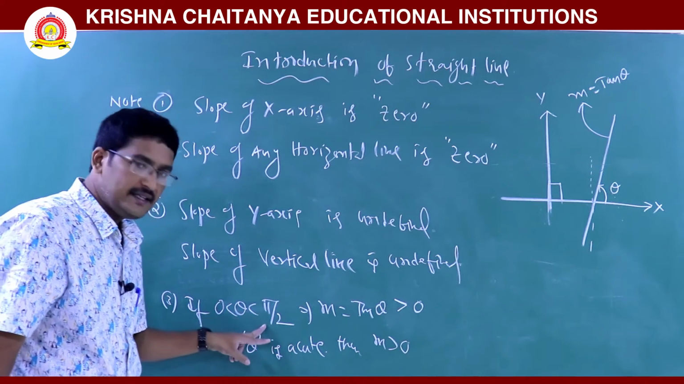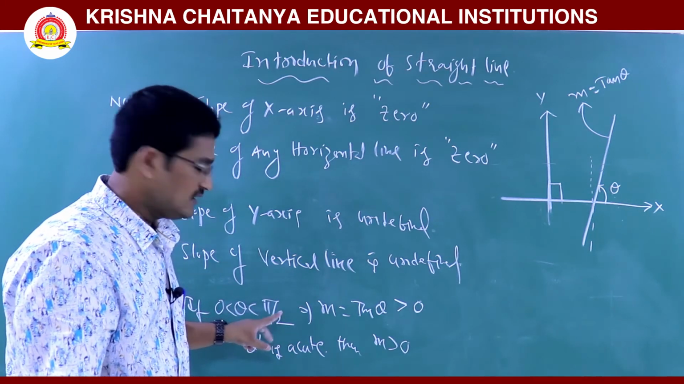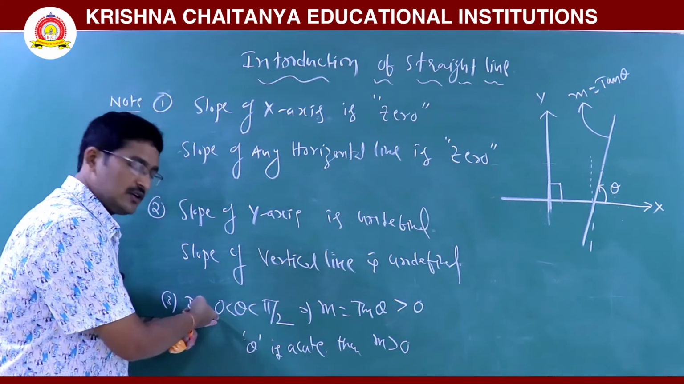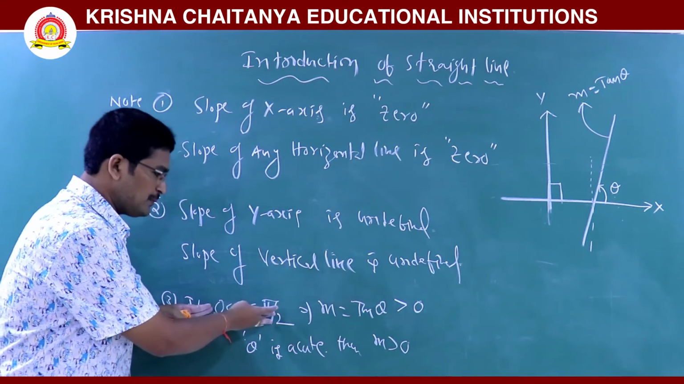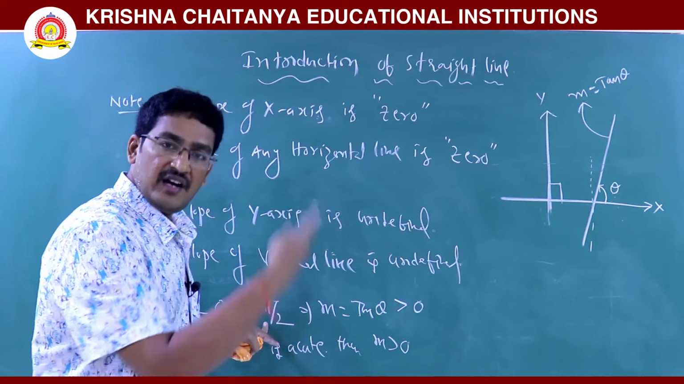If theta is equal to 90, then the line is a vertical line, which is parallel to the y-axis or is the y-axis. The slope of a vertical line is undefined. So at theta equals 0, the slope is 0. If theta lies between 0 and pi by 2, the slope is positive. If theta is equal to 90, then the slope is undefined.